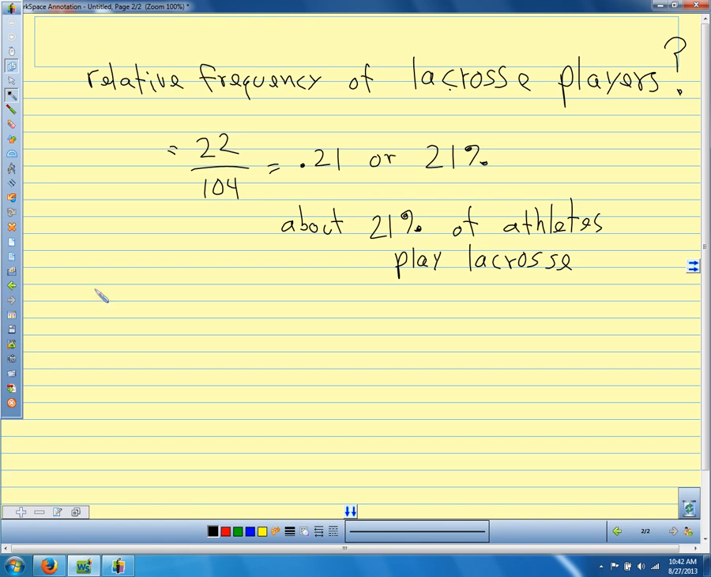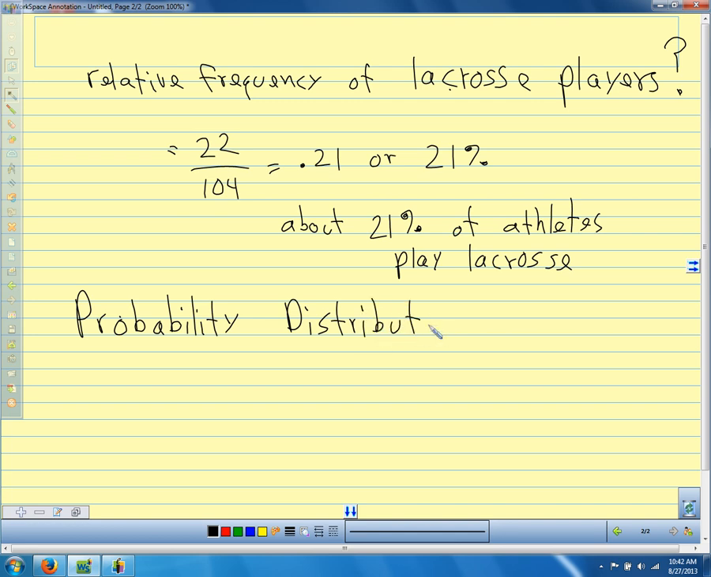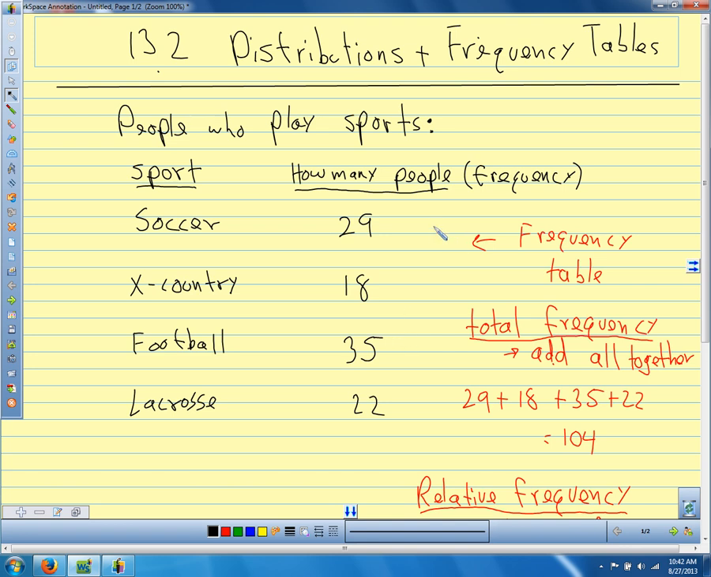Well, we can use frequency tables to find what we call a probability distribution. With a distribution, we're trying to figure out how the probability is spread out over our information. And all we have to do for a probability distribution, which sounds complicated, is take our frequency table and calculate the probability of each category. We're going to find the probability of soccer, probability of cross country, probability of football, probability of lacrosse. A probability distribution is just telling us to find the probability of each category that's in our table. That's all we're doing.